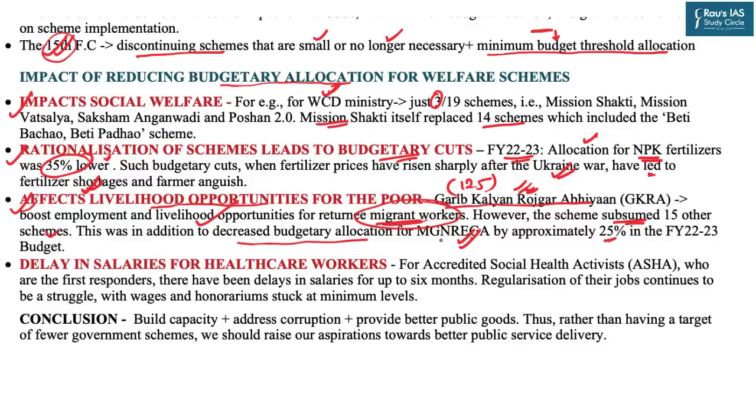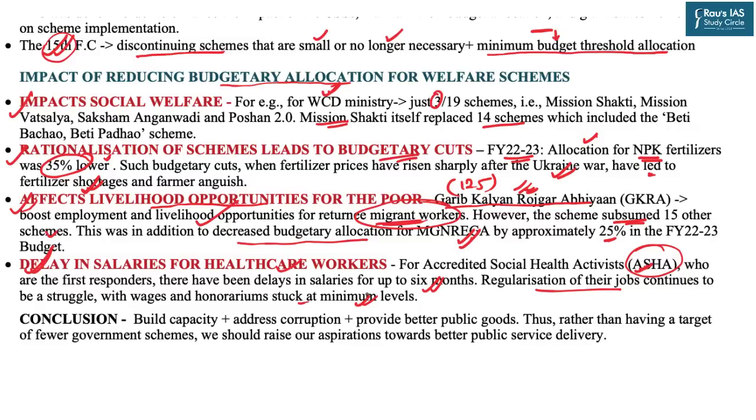And now, because there have been continuous reductions in the budgetary allocations for various welfare schemes, it has also resulted in delays in the salaries for the healthcare workers. For example, the article says that the salaries of the ASHA workers have been delayed for up to 6 months. Regularization of their jobs continues to be a struggle, with wages and honorarium stuck at the minimum levels.